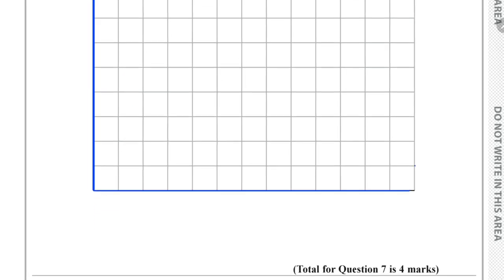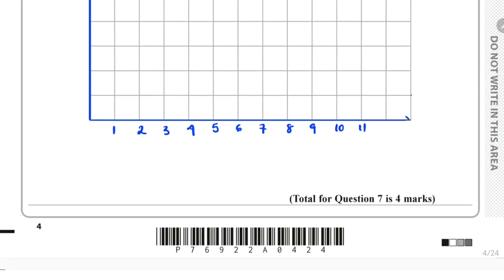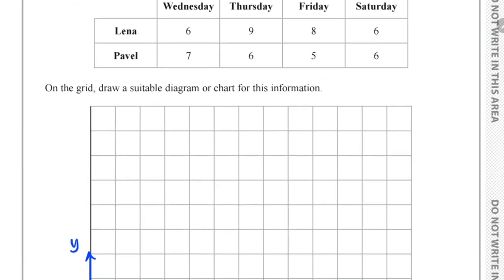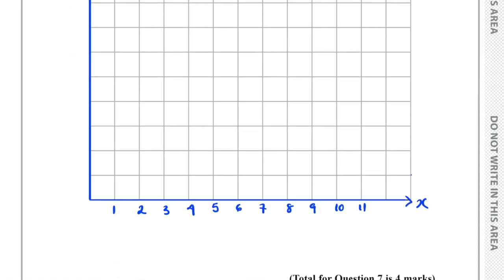Okay, very important. So I'm drawing it now for the days. So I have it this way. Then don't forget the highest of the hours is 9. So I can start. This is 1, 2, 3, 4, 5, 6, 7, 8, 9, 10, 11. Let me leave it here. Now this is my y-axis, don't forget, and this is my x-axis, right? Now, the first thing is Lina on Wednesday, that's the first day I'm going to pick. Lina is 6 and Pavel is 7. So I have 6 and 7.